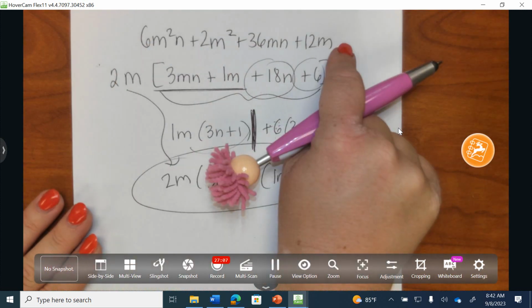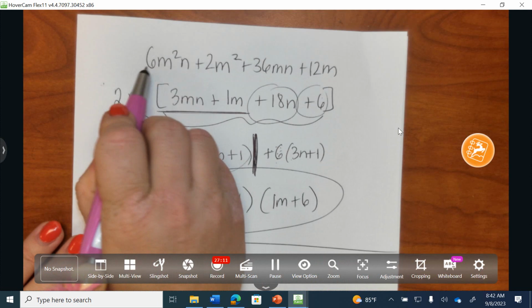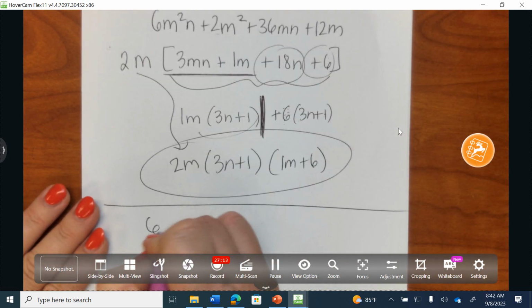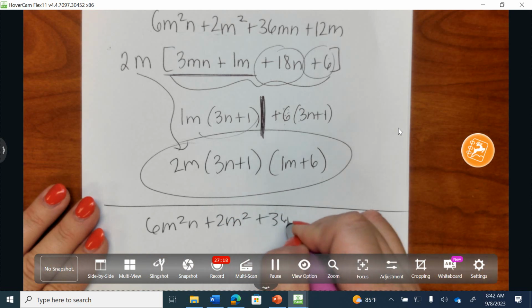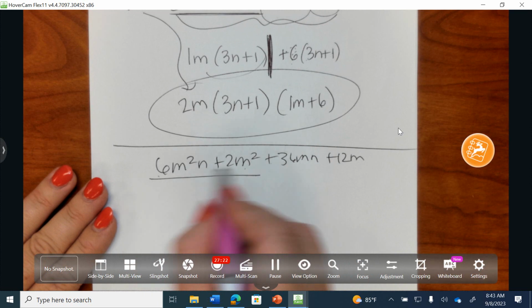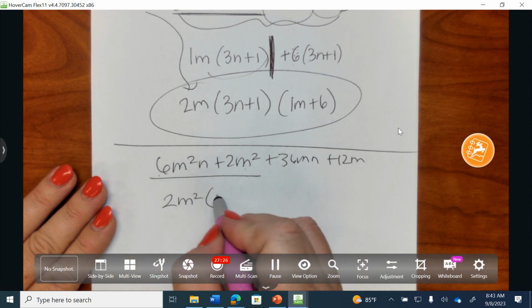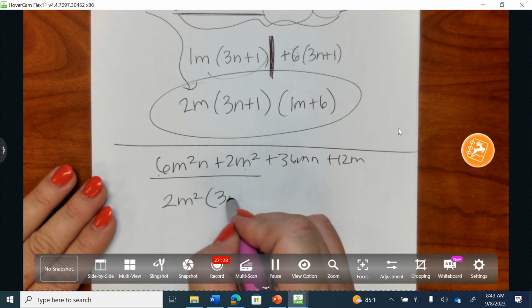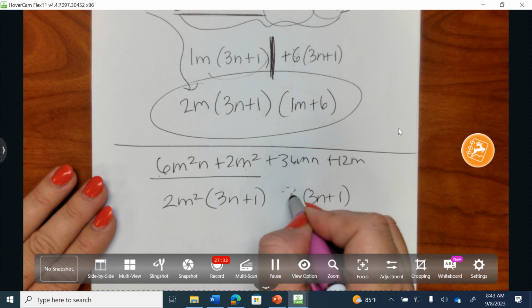Did you choose not to take anything out initially? Is that correct? Okay, so an alternative is to look up here and say, I'm not going to take anything out. As long as you try to simplify at the end, we should be okay. So right here, the most I can take out is a 2 and an m squared. I'm left with 3n plus 1.